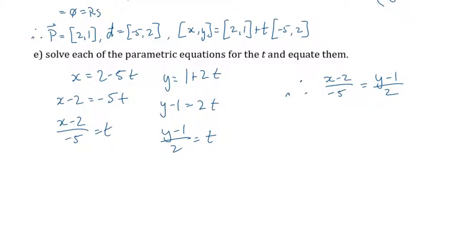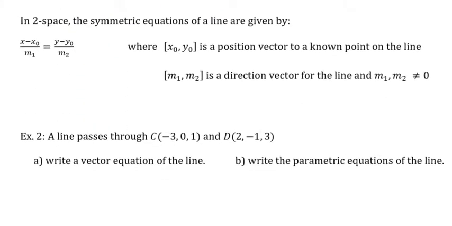Because, surprise, on the back of your page, it's the fourth version of the equation of a line that we talk about. And it's called the symmetric form, or symmetric equations. It's where it's x minus x naught and y minus y naught, and x naught, y naught is a position vector or a point on a line. Position vector to a known point on the line. And m1, m2, the denominators of each part, is a direction vector for the line, as long as they're not equal to 0.